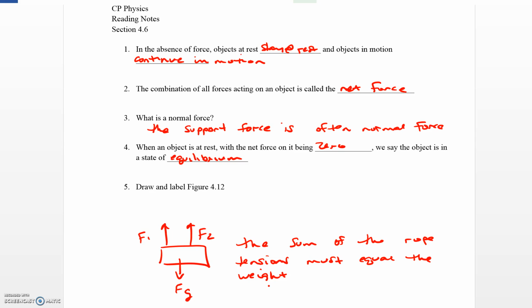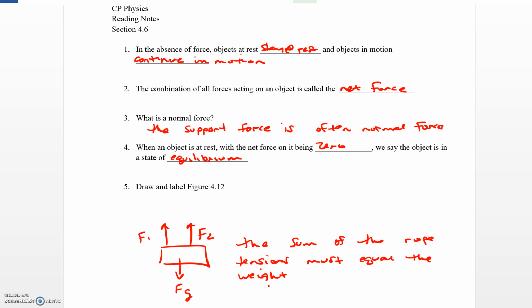So for number 1, it says, in the absence of force, objects at rest stay at rest, and objects in motion continue in motion. Number 2 says the combination of all forces acting on an object is called the net force. Number 3, what is a normal force?